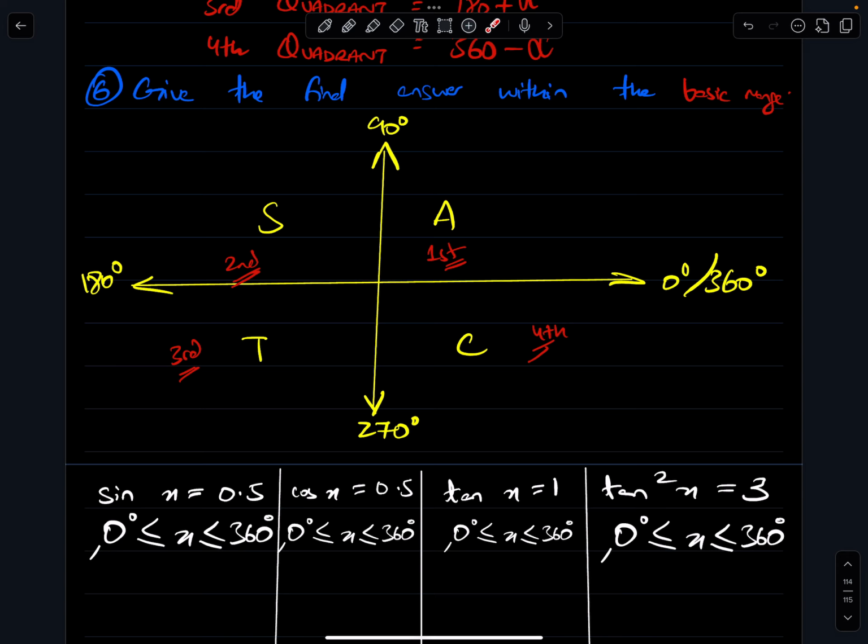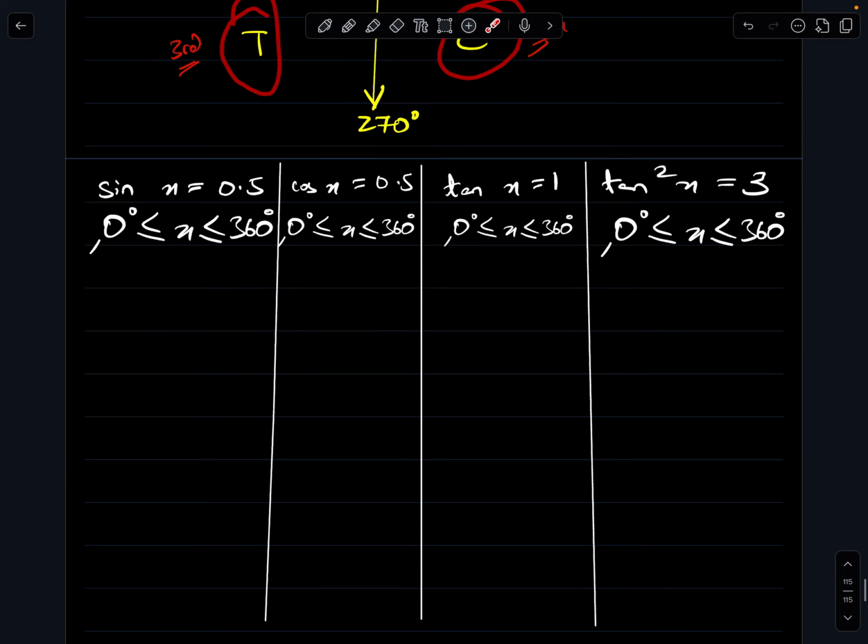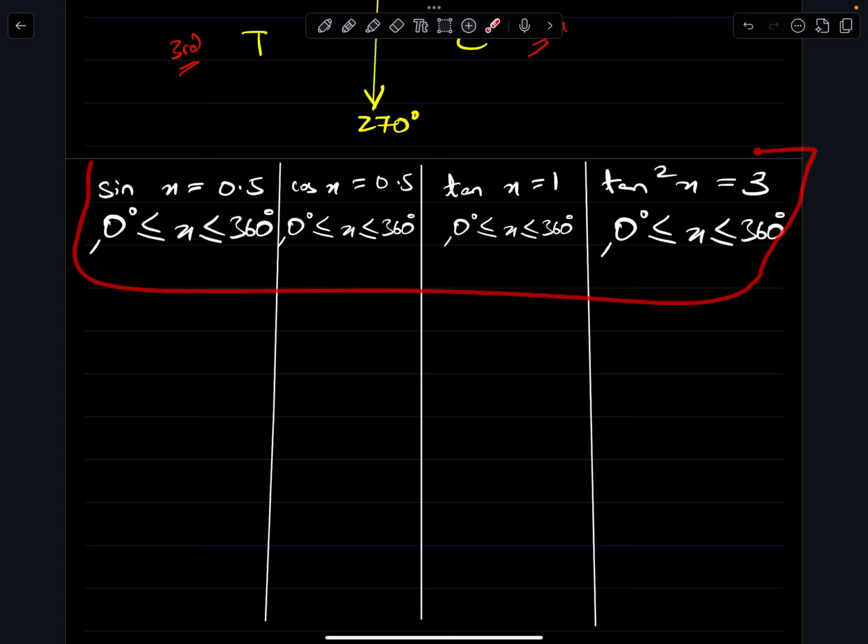This is the graph we will be using, ASTC. In the first quadrant, all functions are positive: sine, cos, tan. In the second quadrant, only sine is positive. In the third, tan is positive. In the fourth, cos is positive. So, how do we solve these equations first of all?